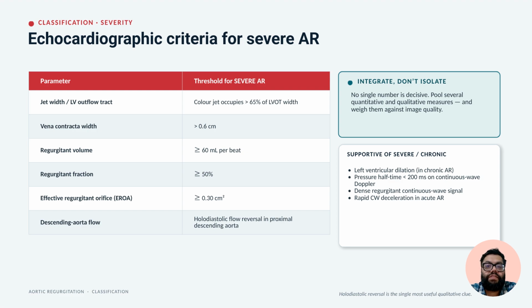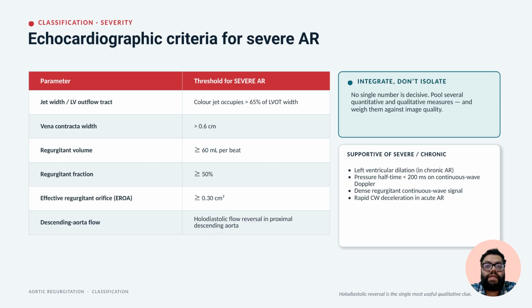Grading aortic regurgitation is a composite sport, not a single measurement, and the examiners know it. The table lists the quantitative thresholds that define severe disease. A color jet filling more than about two-thirds of the outflow tract. A vena contracta wider than 6 millimeters. A regurgitant volume of 60 milliliters or more. A regurgitant fraction of at least a half, and an effective orifice of 0.3 square centimeters or greater. My favorite, because it is robust and easy to teach, is holodiastolic flow reversal in the proximal descending aorta. If blood is running backwards down the aorta throughout diastole, the leak is hemodynamically serious.